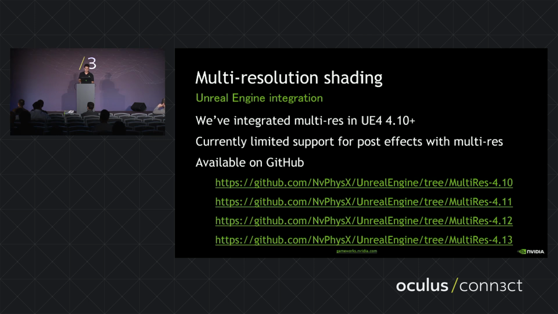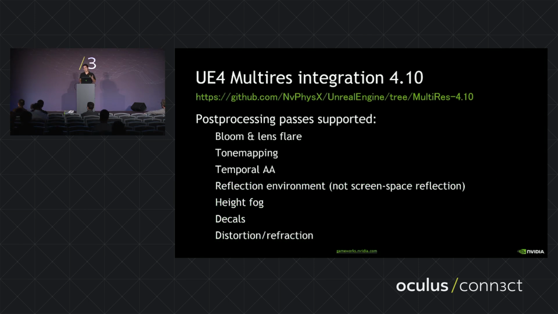It's full source code. When we started this with 4.10, one of the things we noticed is that the post-processing shaders were taking a great deal of the time. And I'm going to talk a little bit more about that. But for that reason, every single possible post-pass isn't supported with multi-resolution shading or with lens match shading at this time. So we support all the common ones, though, like temporal AA and bloom and tone mapping and things that everybody needs. This was in the 4.10 integration.